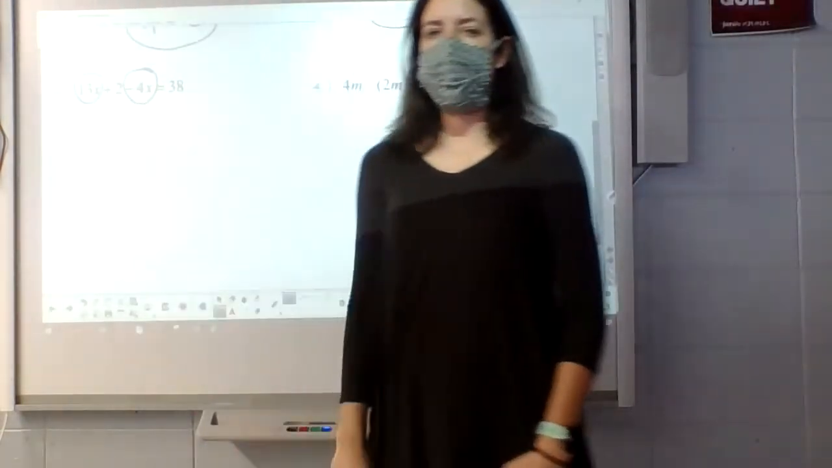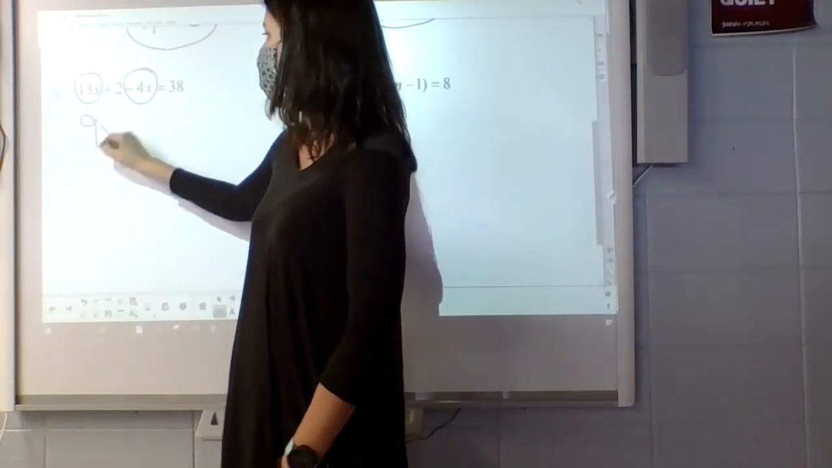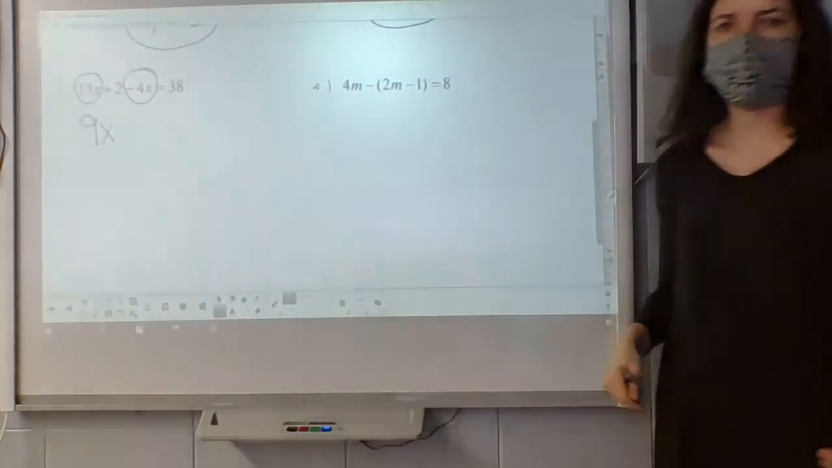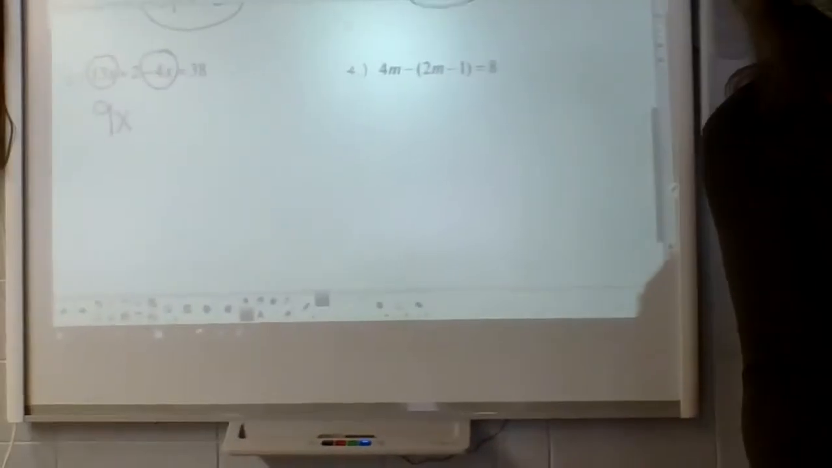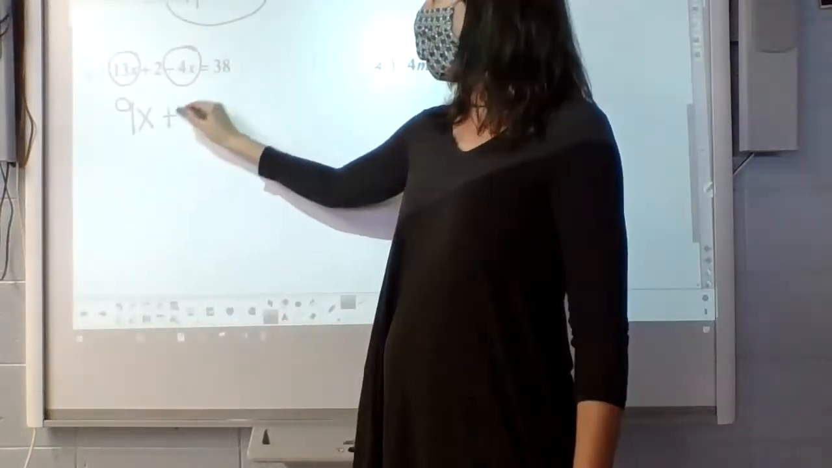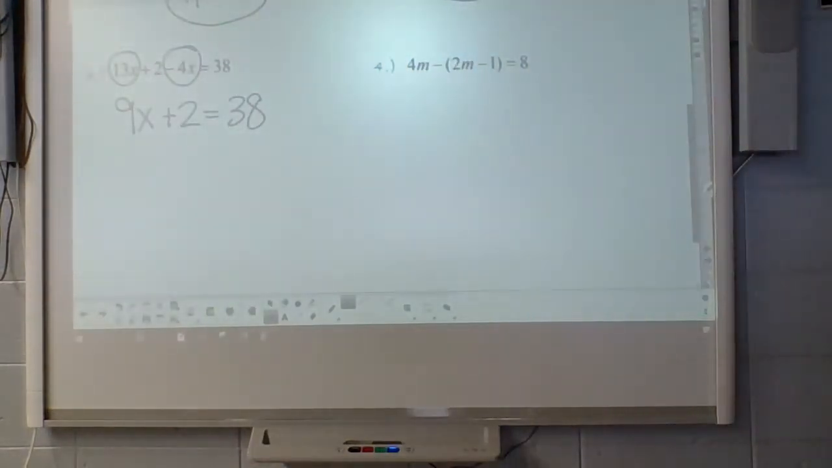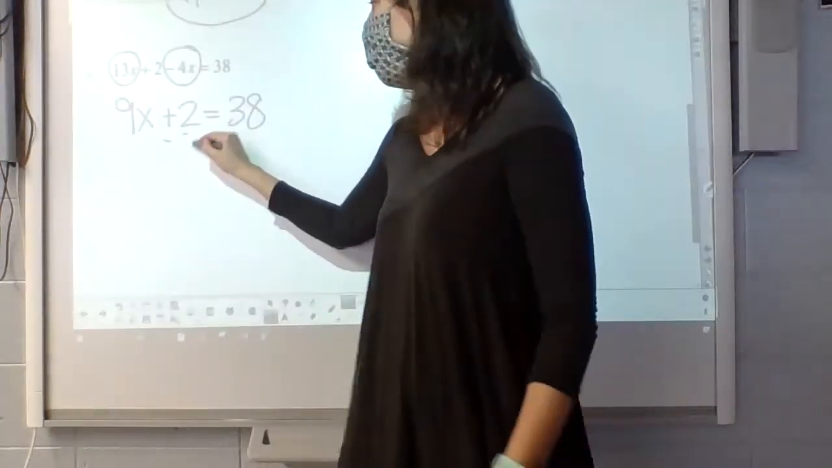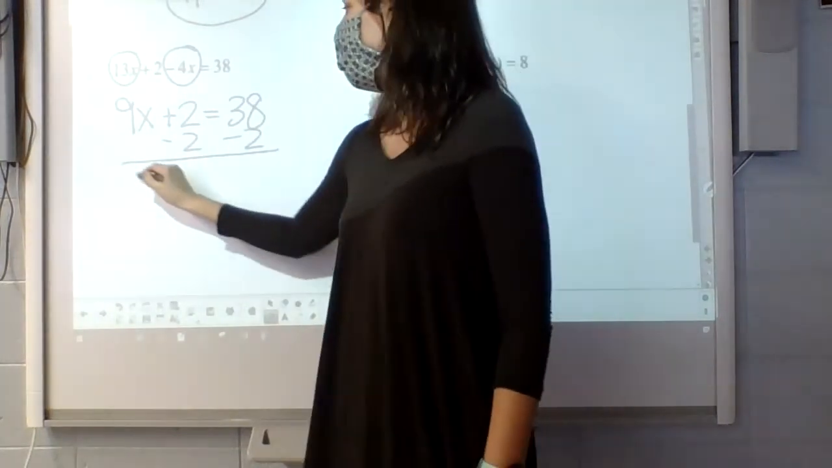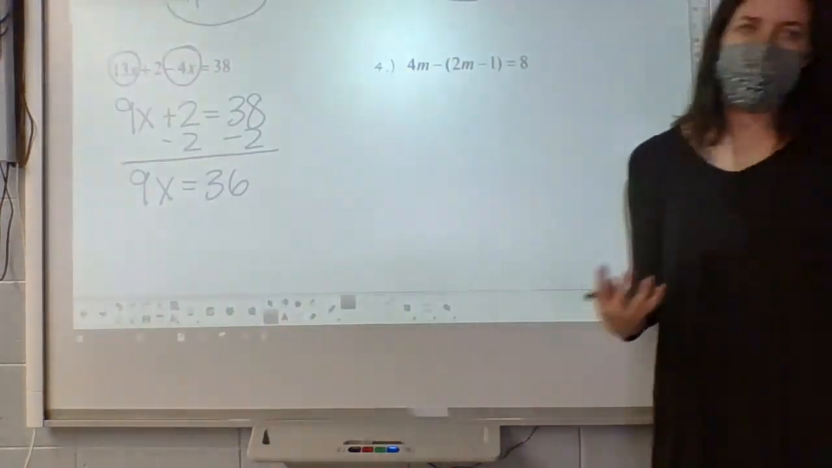So 13x minus 4x is going to give me 9x, right? So the 4 is negative. And then we're left with just this positive 2. And then that should equal 38. So then to get our x alone, we have to move that 2 away. And 38 minus 2 is 36.